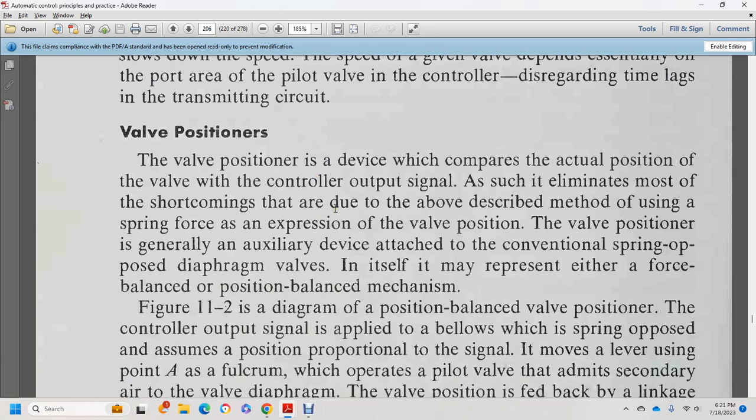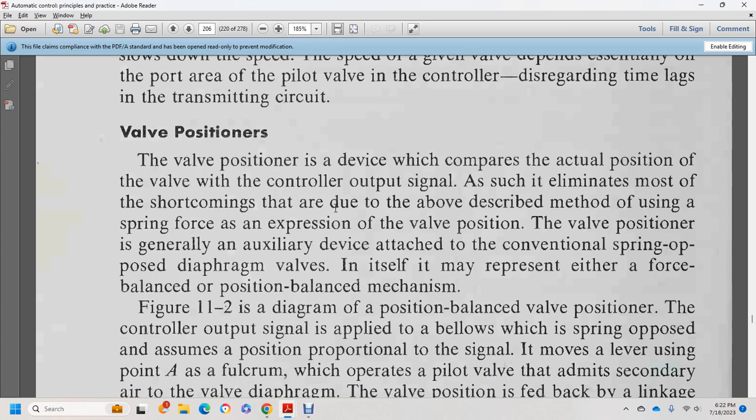A valve positioner is a device which compares the actual position of the valve with the control output signal, such that it eliminates most of the shortcomings of the above described method using spring force to express the valve position. The valve positioner is generally an auxiliary device attached to the conventional spring-opposed diaphragm valve, and in itself may represent either a force balance or a position balance mechanism.